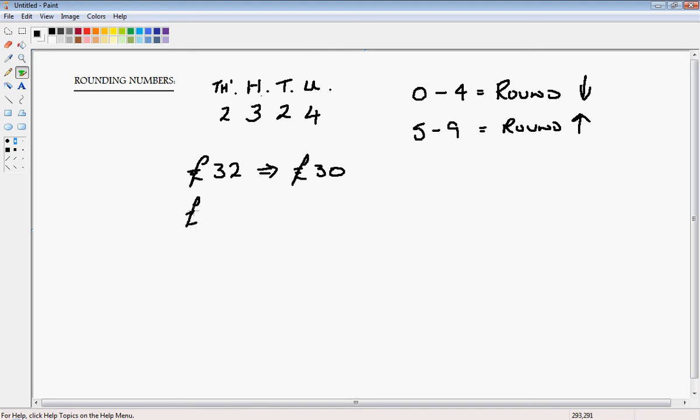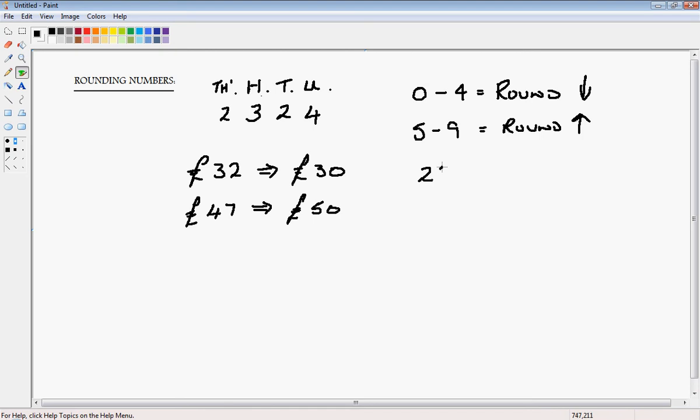Okay, nice and simple. So for example, if I had £47, then if we rounded to the nearest 10, now 7 is above 5, so we round up. So this is closer to 50 than it is to 40. So we would say that it's about £50. So we've rounded to the nearest 10. Okay, and that's pretty much all there is to it.